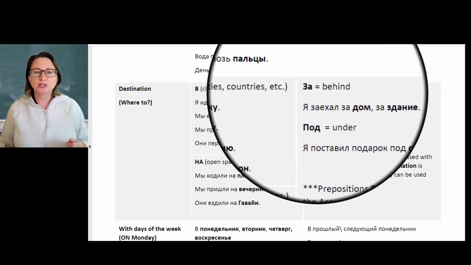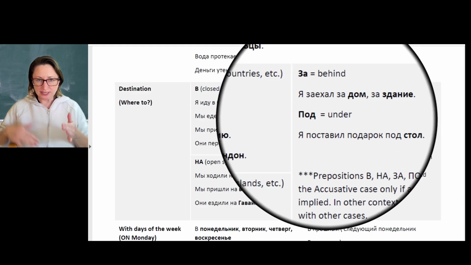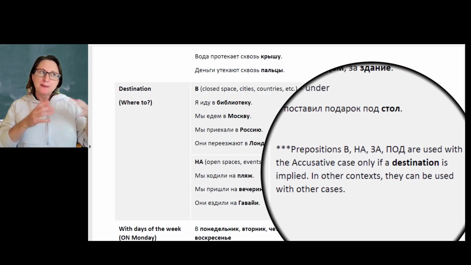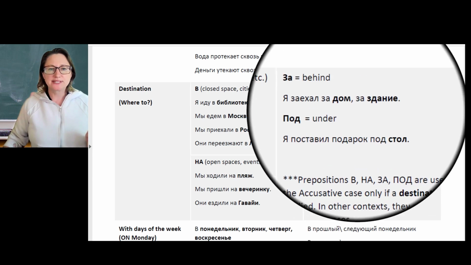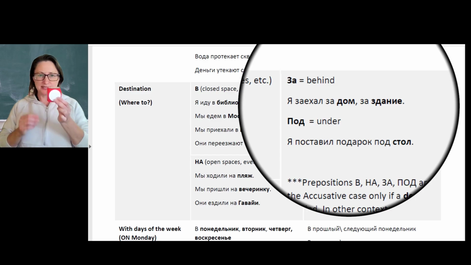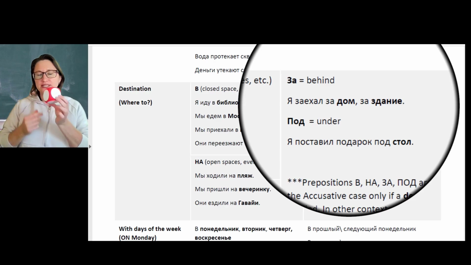Similarly, we will use accusative with the preposition за, meaning behind, and под, meaning under, if we are talking about destinations, because behind can also mean a location. Same with under. So here we have examples. Я заехал за дом. So let's say this is the house, that's me, and я заехал за дом. I drove behind the house. Or за здание, behind the building. So again, we're talking about the direction behind the building, and we're using accusative with that.